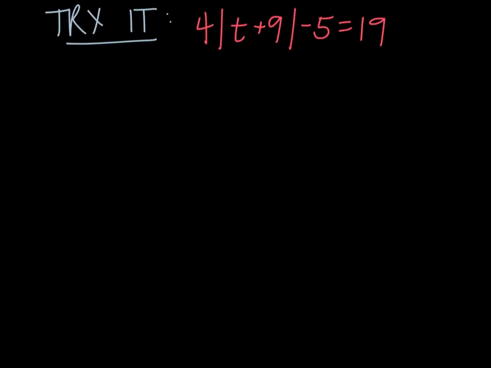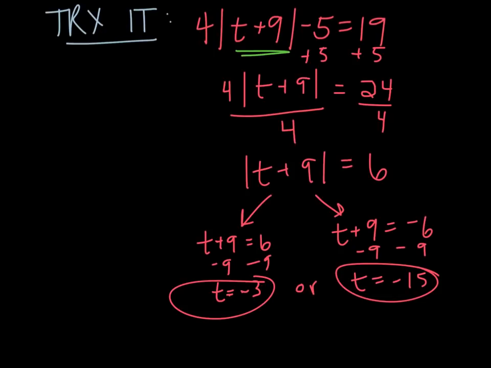So I want you now to try this one on your paper. Pause the video, and when you're done, unpause the video to see the correct solution. All right, so check your work. You should have gotten t equals negative 3 or t equals negative 15. Remember, before I can make my two equations, I have to get the absolute value sign alone. That's what I was doing in these steps here.